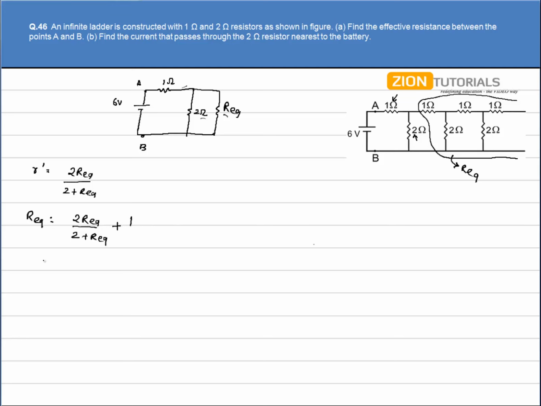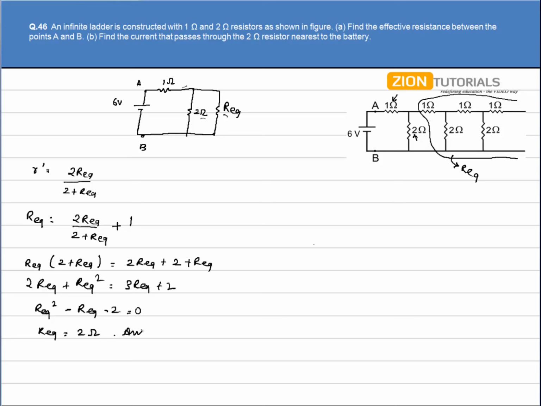On solving this equation, I'll get a quadratic equation. We have R equivalent into 2 plus R equivalent equals 2R equivalent plus 2 plus R equivalent. So I have 2 times R equivalent plus R equivalent square equals 3R equivalent plus 2. So I have R equivalent square minus R equivalent minus 2. This is my quadratic equation. Now solving this quadratic equation for R equivalent, I get the value of R equivalent as 2 ohm. That is my answer for the first part.